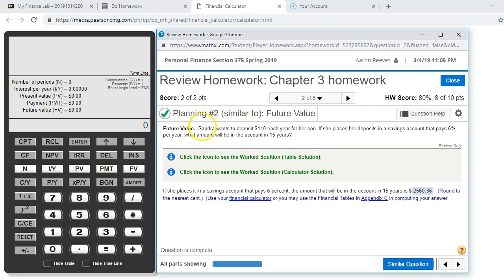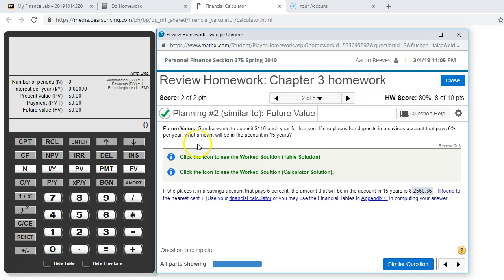The first problem says Sandra wants to deposit $110 each year for her son. If she places her deposit in a savings account that pays 6% per year, what amount will be in the account in 15 years? So you first want to ask yourself, what factor am I trying to find? Number of periods, interest rate, present value, payment amount, or future value.